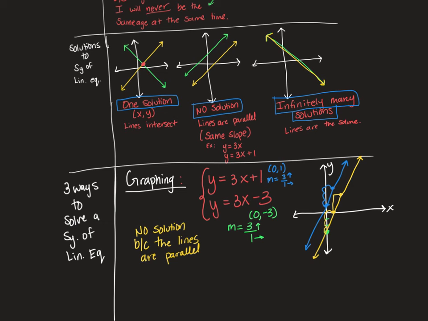Just by looking at the linear equations? Do you notice something about the linear equations? What's similar about the linear equations that can lead us to conclude that the lines are parallel? They have the same slope. They both have a slope of 3 over 1. So we could have from the beginning said that there's no solution because both have a slope of 3.